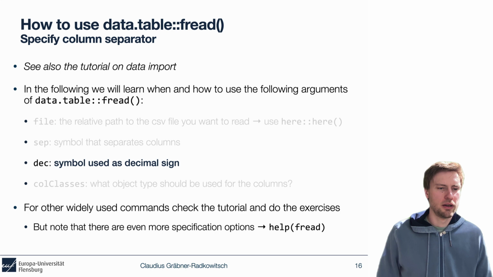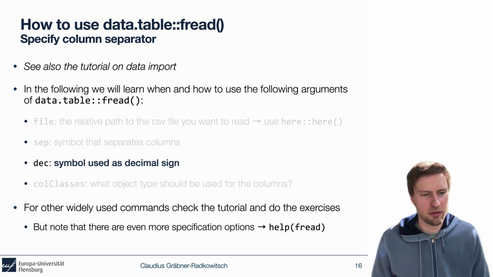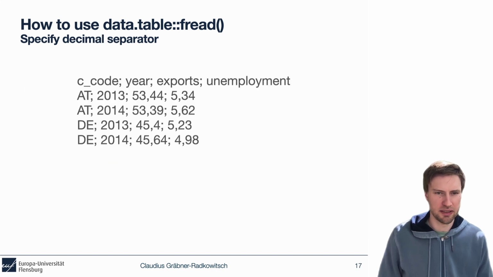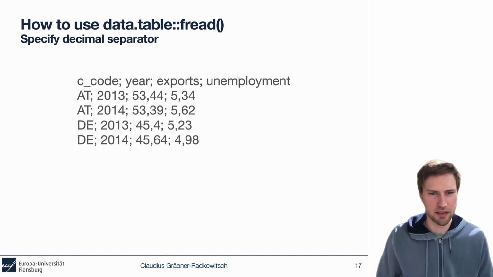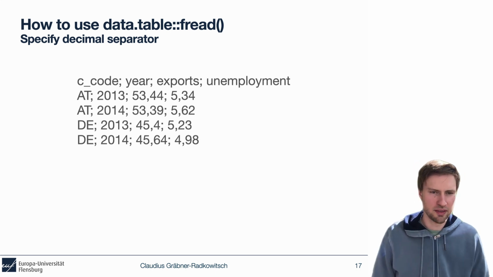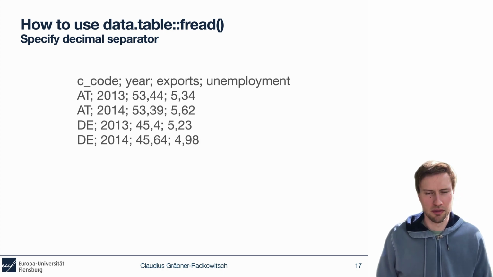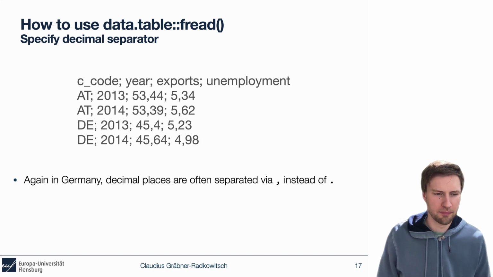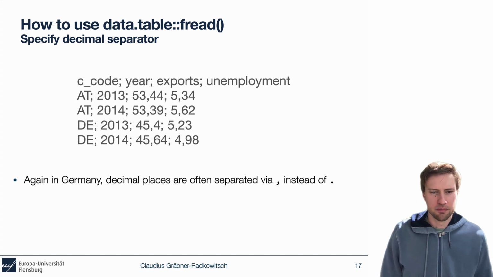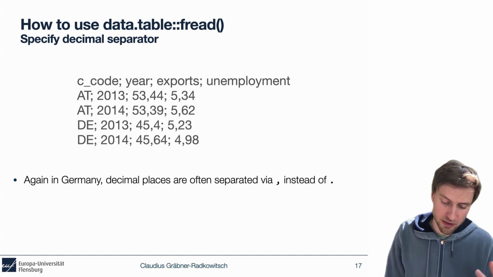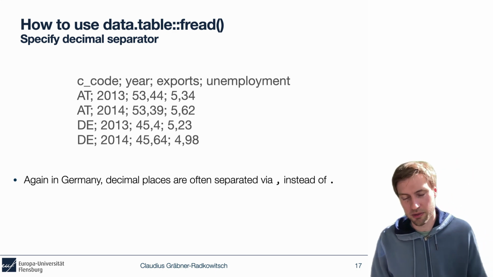A similar approach applies with regard to the dec argument. Here is an example for a data set that is slightly different than the first one. Again, here the columns are separated by semicolons, so we would need to use the sep argument. But if you look at the third and fourth column, you also see that now the decimal sign is not a point, but a comma. Again, in Germany, that's quite typical to separate the decimal places via a comma instead of a point. This is also why the columns are separated by semicolons, not by commas.